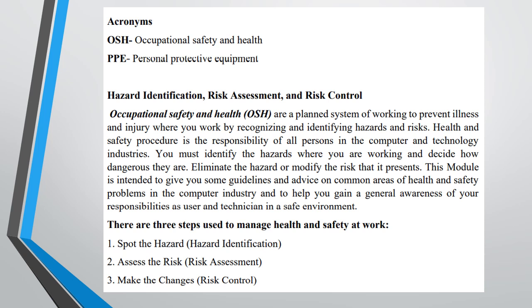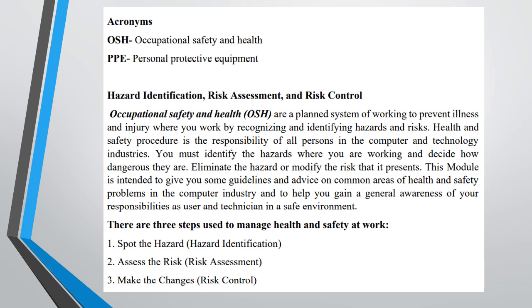Hazard identification, risk assessment, and risk control. Occupational safety and health is a planned system of working to prevent illness and injury where you work by recognizing and identifying hazards and risks. Health and safety procedure is the responsibility of all persons in the computer and technology industries. You must identify the hazard where you are working and decide how dangerous they are. Eliminate the hazard or modify the risk that it presents.